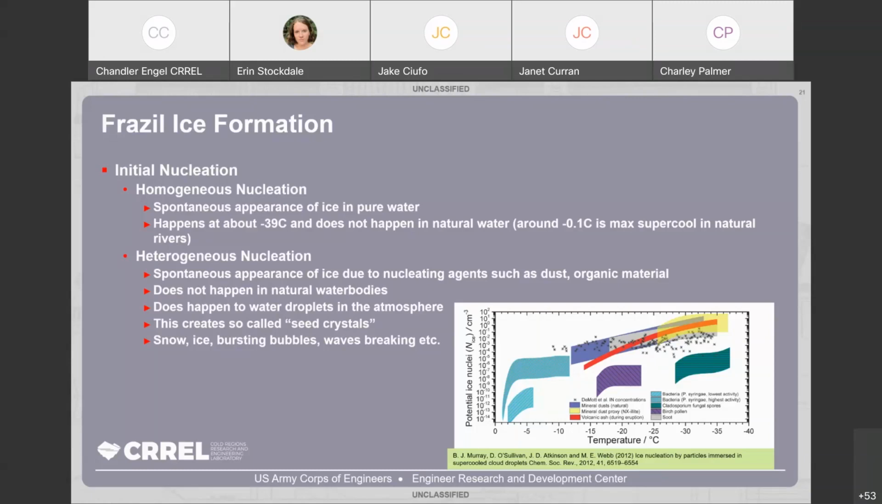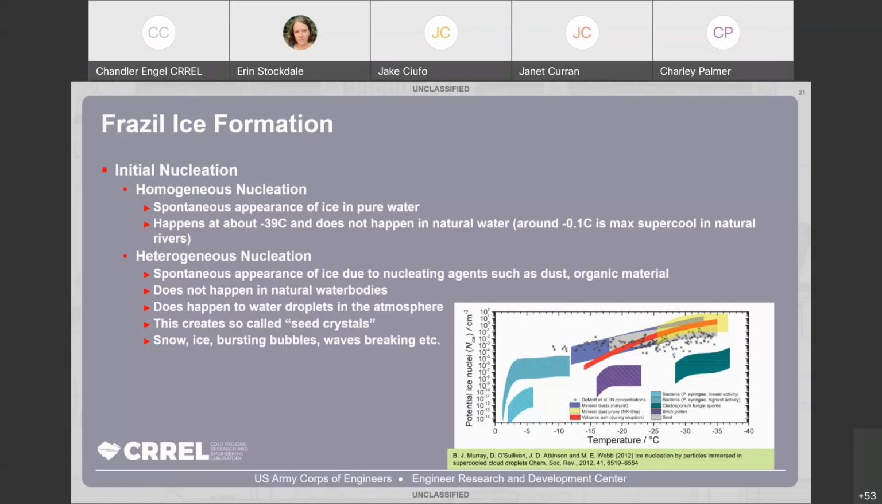So we'll talk first about initial nucleation, which is the first appearance of ice from liquid water. There's homogeneous nucleation, which is the widespread spontaneous appearance of ice in pure water. This has been shown experimentally to occur, you can demonstrate that it happens, and it occurs at about minus 39 degrees Celsius. So the water temperature needs to be about minus 39. So in nature, we only see supercooling in the range of minus 0.1 degrees C. That's a tenth of a degree below zero. So not much, and nowhere near minus 39 degrees C. So we can reasonably conclude that Frazil ice production isn't occurring due to a homogeneous nucleation process in nature. The water just doesn't get cold enough for that to be a possibility.